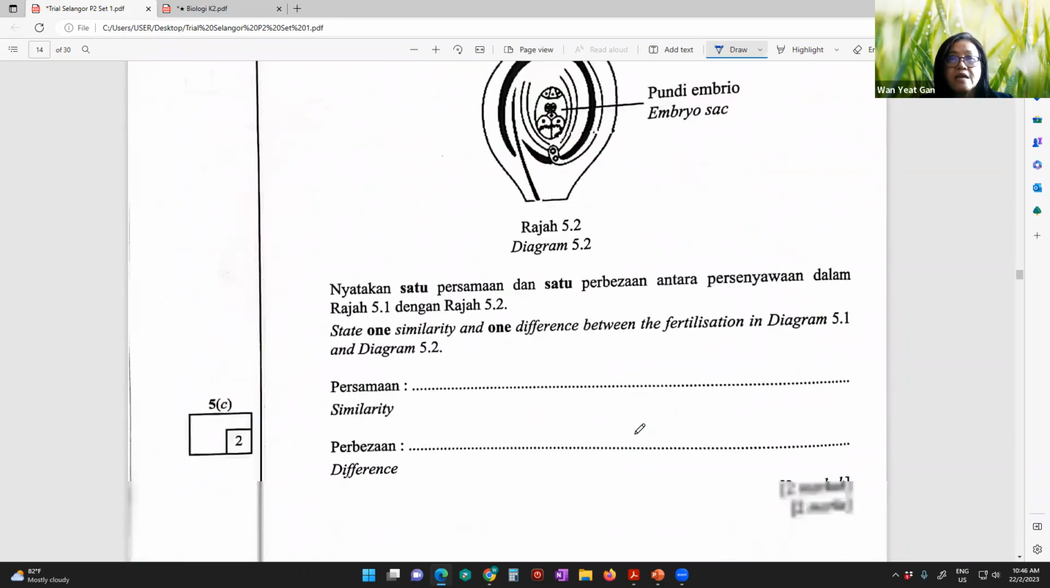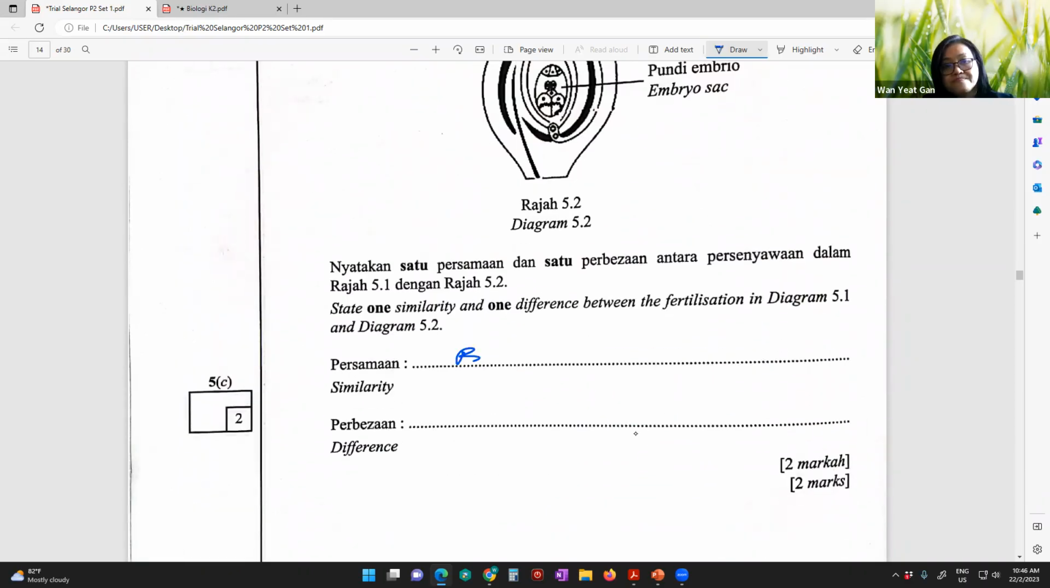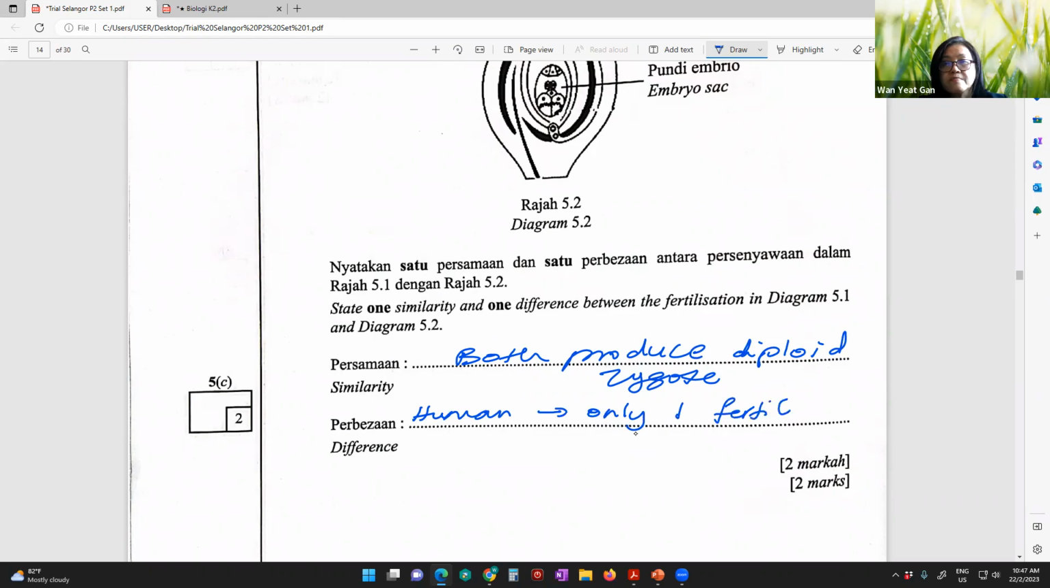Now, the similarity is, now you know that both produce a diploid zygote. Okay, and the difference is for human, we have only one fertilization occur. While for plant, you have double fertilization.